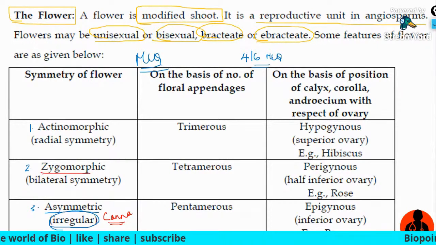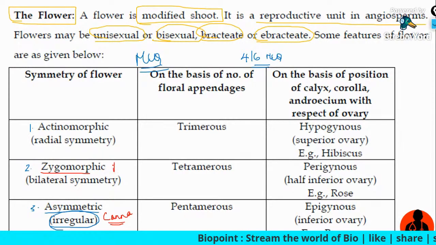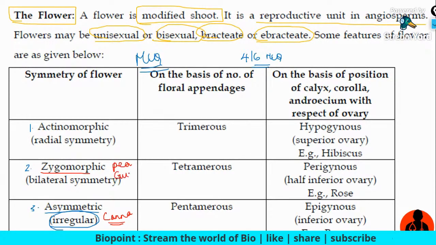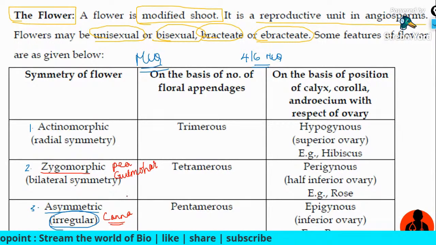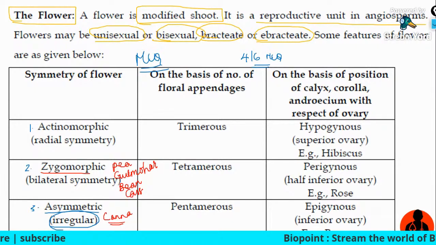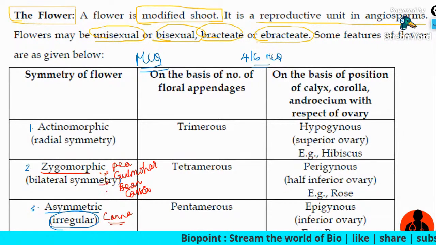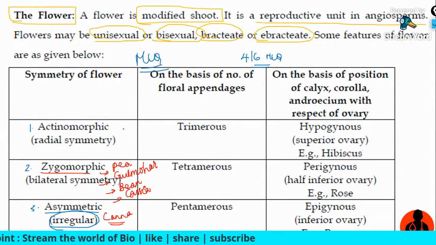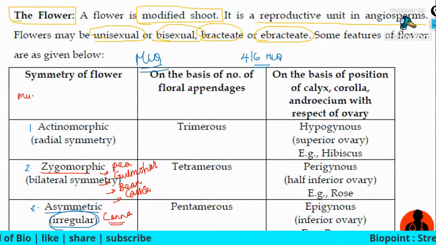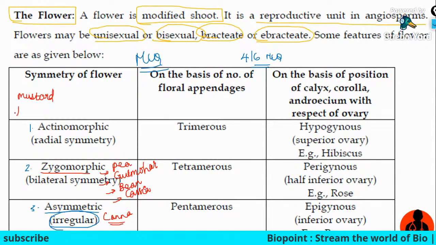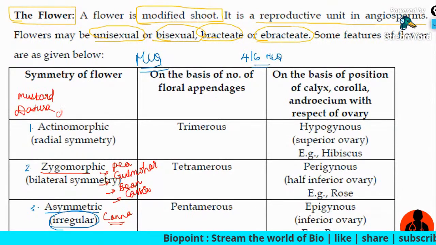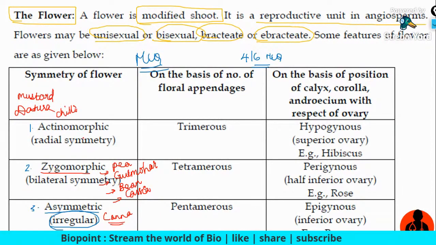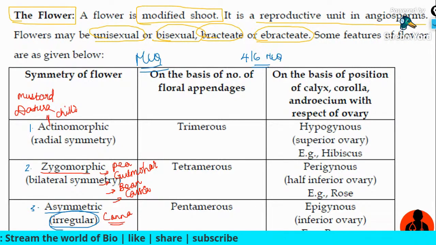Next, zygomorphic is bilateral symmetry, which is seen in pea, gulmohar, bean, cassia, and canna. All are repeated MCQ questions. Pea, gulmohar, bean, cassia are zygomorphic. Actinomorphic example is mustard, datura, chili. Mustard, datura, chili are all examples of actinomorphic or radial symmetry.